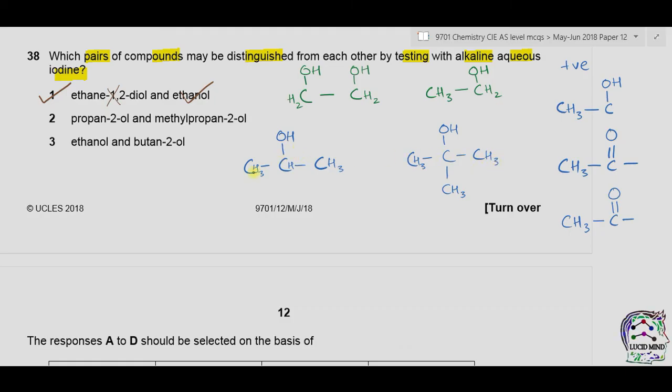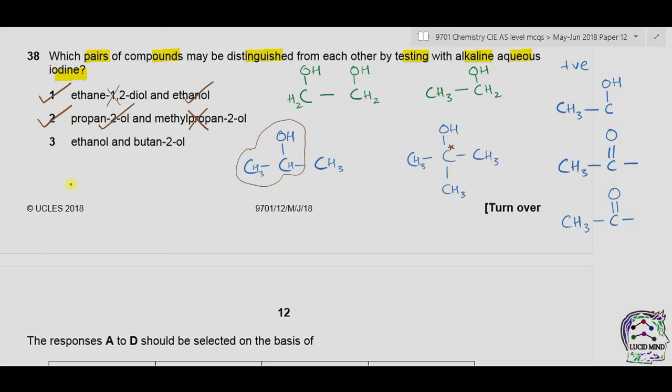As in propan-2-ol we have CH3 attached to the carbon atom having OH, it will give a positive result with alkaline aqueous iodine. In methylpropan-2-ol we can see that we have a tertiary alcohol, as this carbon is attached to 3 other carbon atoms, so oxidation of tertiary alcohol does not take place. It won't give a positive result with alkaline aqueous iodine, so we can differentiate these two based on this test.